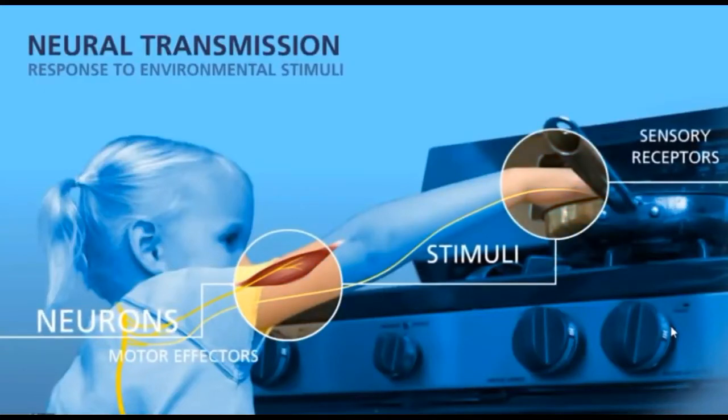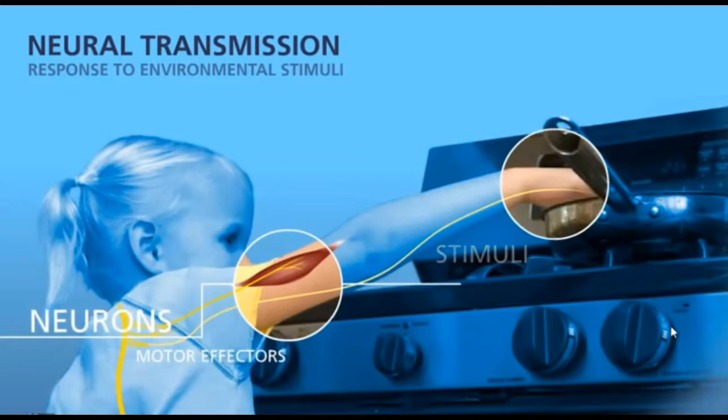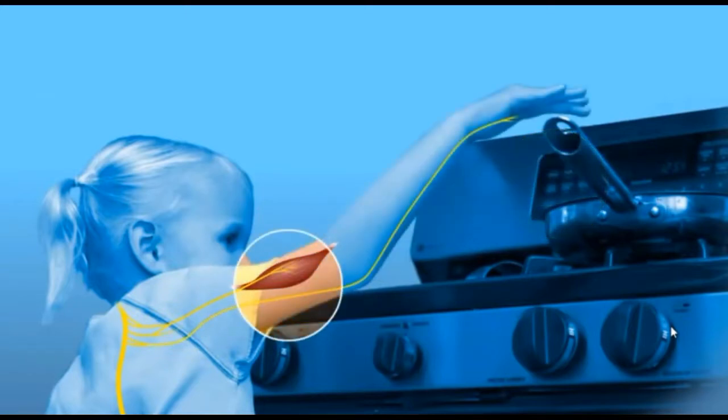For an impulse to pass from your sensory receptors to your muscle, there first has to be a stimulus. An example of this is touching a hot pan. When you touch the pan, your sensory receptors pass the impulse through your neurons to your motor effectors. The motor effectors move your muscles so that you move away from the pan.